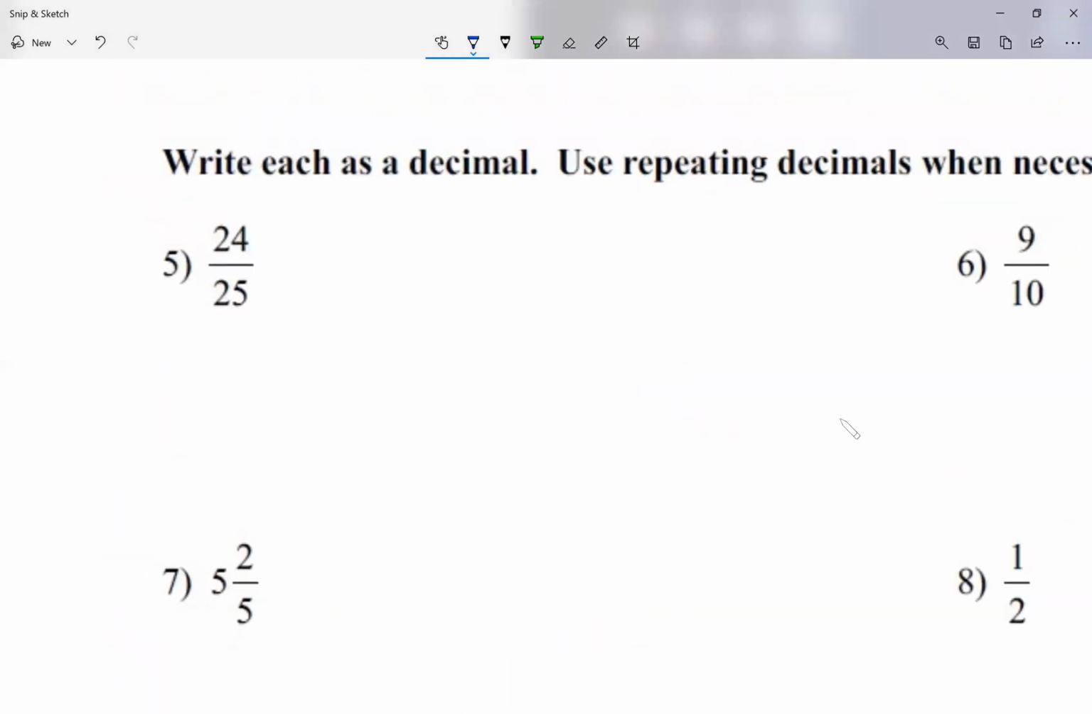So I'm looking, okay, 25, I cannot make it 10, but I can make it 100. I can make this 100 if I multiply it by 4, right? 25 times 4 will give me 100. But let me multiply the top by 4 as well. Whatever you multiply the bottom with, you've got to multiply the top as well. So I know 24 times 4 is 96. 25 times 4 is 100. Remember, I wanted the bottom to be a 1 with zeros. So I got it.